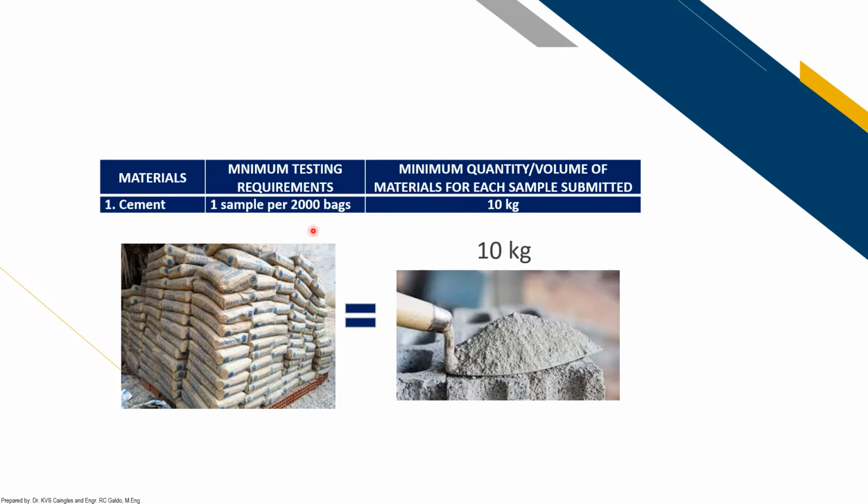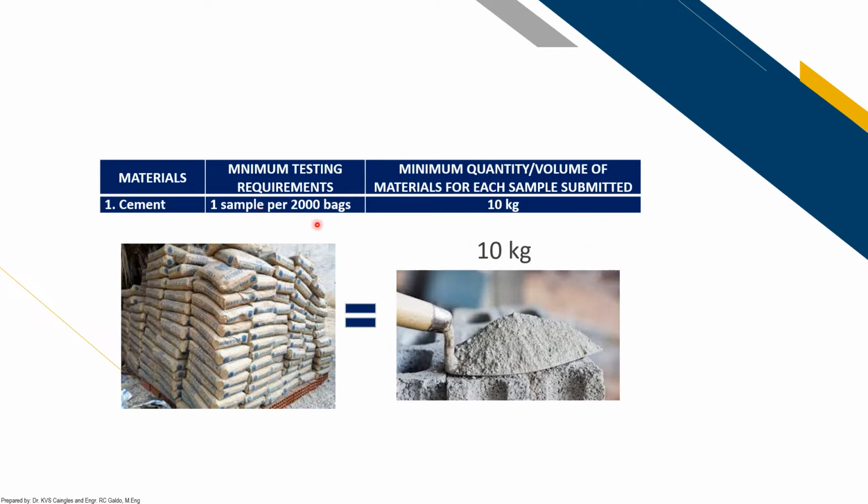So if you have a total of 2,000 bags of cement in your bill of quantities, then you are to obtain 10 kilograms of cement to be tested. As we all know, before the project starts, we quantify the materials, from steel, cement, aggregates, to paints. So we know their quantities, and from there we are able to determine the quantity needed for testing.